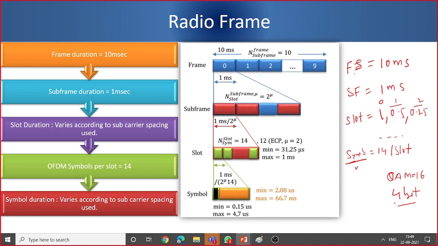So whatever data is coming in serial, I'll convert that into 4 bits separately. One 4-bit data will be modulated on one subcarrier for one symbol duration. And this will go as a symbol, right? During that symbol duration, with one subcarrier, 4 bits will be transmitted. Am I clear, sir, now?